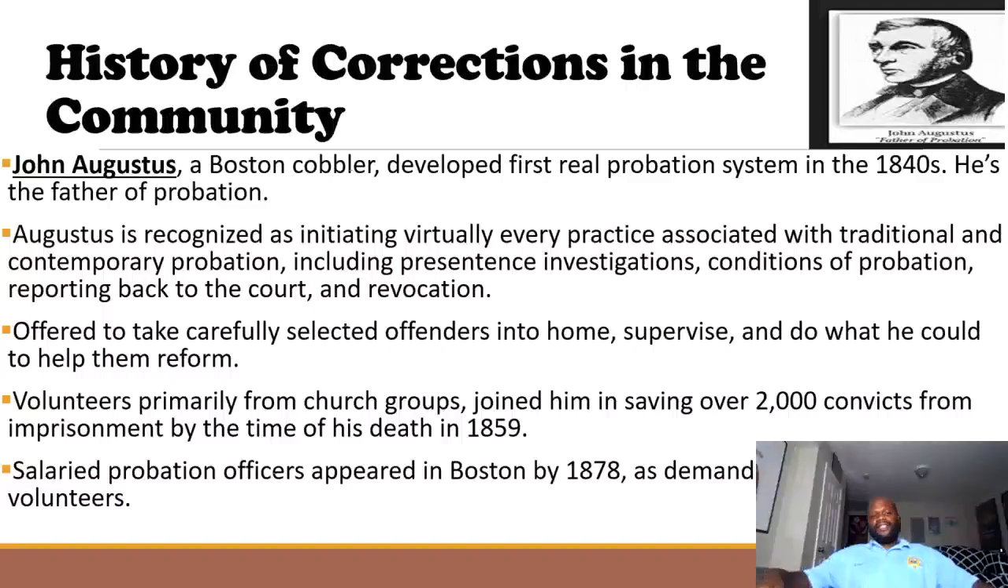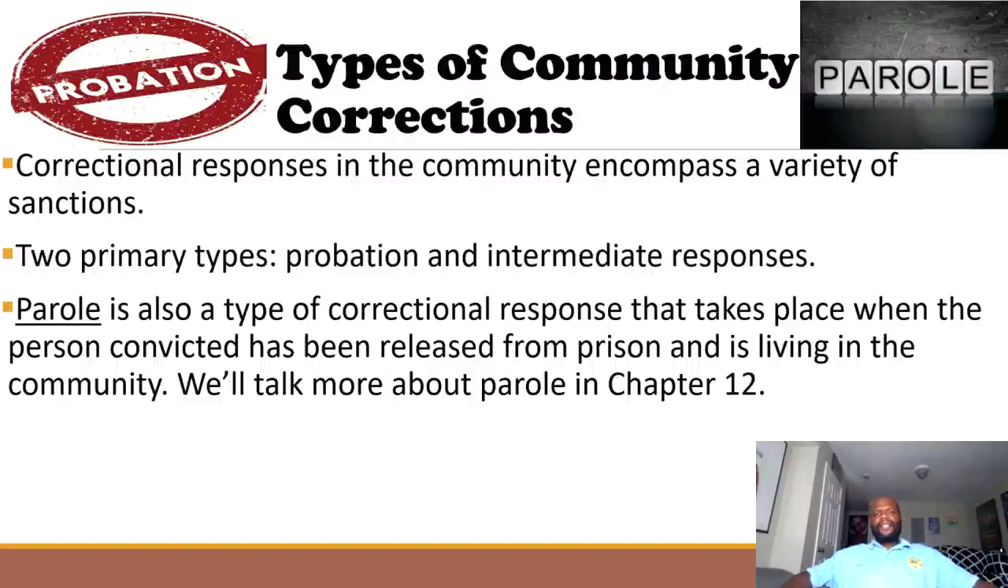And so what Augustus did was he picked volunteers from church groups, and he ends up saving over 2,000 convicts from imprisonment by the time of his death in 1859. So again, he didn't do this for a very long time, but he was influential in creating the first probation system and what we have today. So John Augustus is a very important figure in modern probation and an important figure in the history of community corrections. So what are some of the types of community corrections?